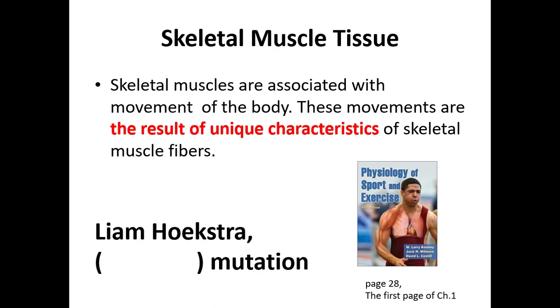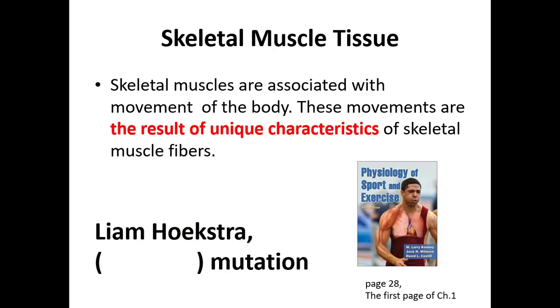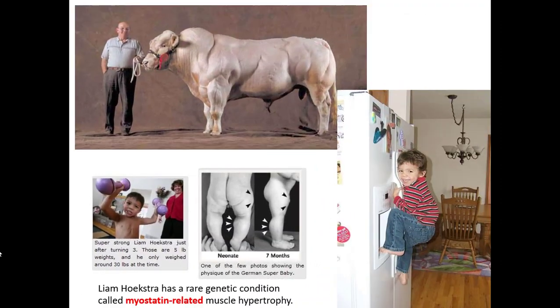If you read the first chapter of our text, you can answer the following question. Liam Hoekstra has which kind of mutation? Actually, page 28, the first page of our chapter 1, is sidebar highlight 1. Liam Hoekstra has a rare genetic condition called myostatin-related muscle hypertrophy, a condition that was first described in an abnormally muscular breed of beef cattle in the late 1990s. I'm going to give a small lecture about this genetic phenomenon for you.